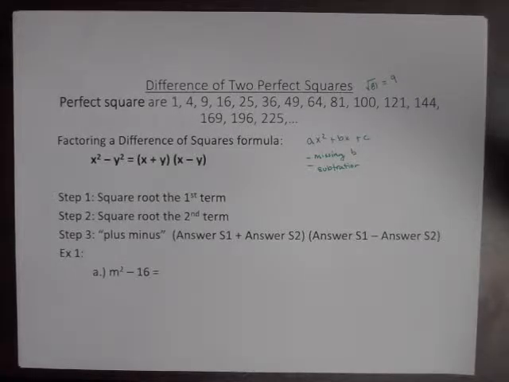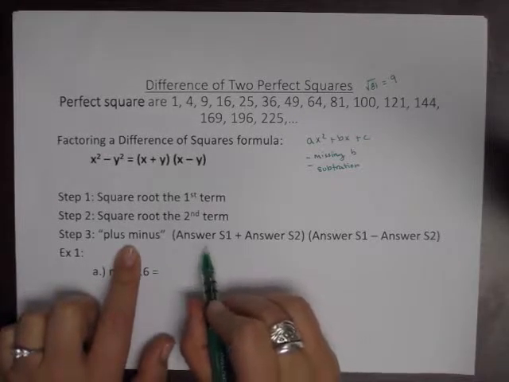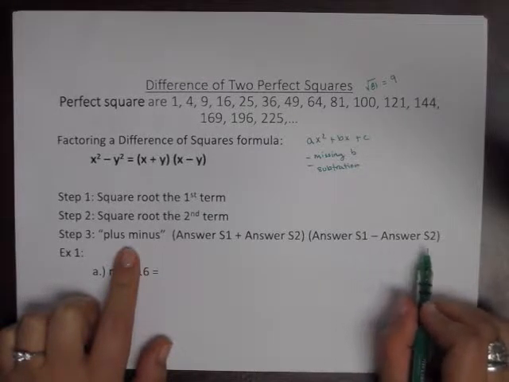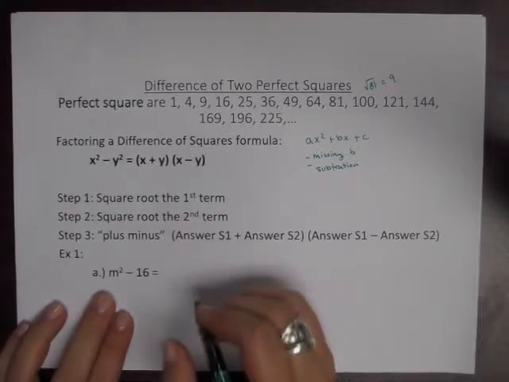So step 1, you square root the first term. Step 2, you square root the second term. And then step 3 is you write your plus minus. So the answer to step 1 plus the answer to step 2, times the answer to step 1 minus the answer to step 2. So here we go.